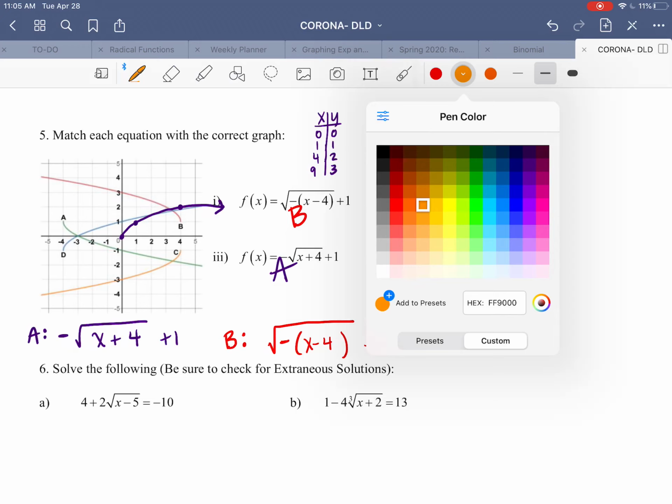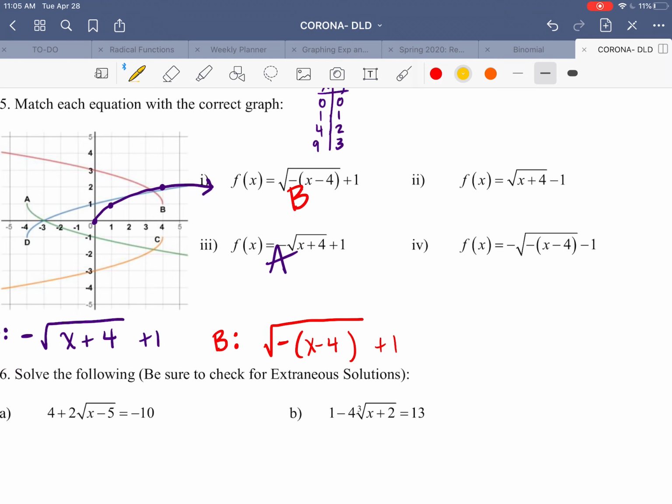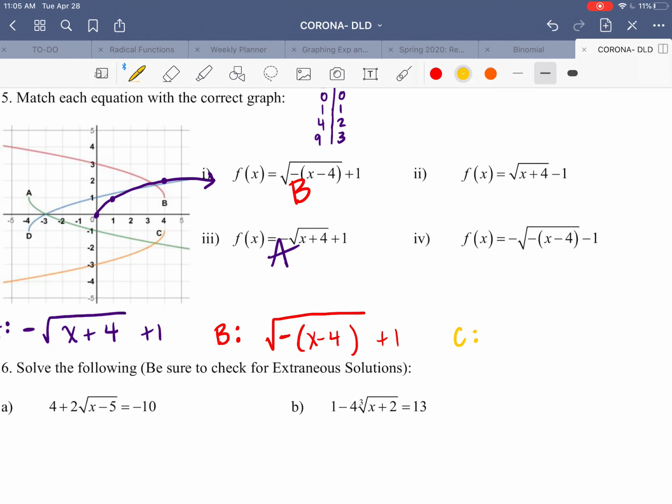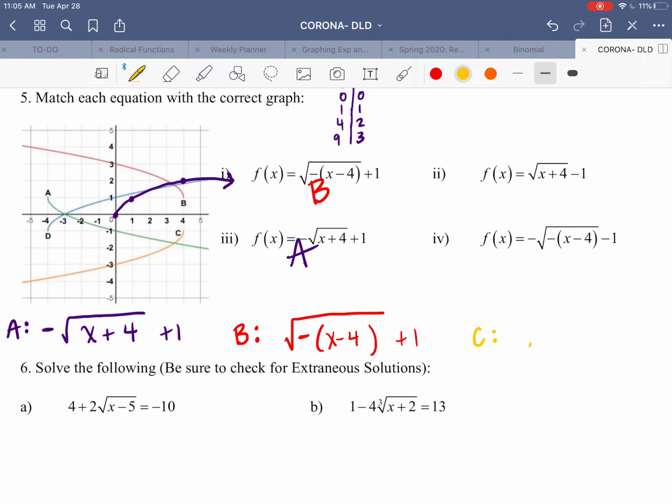And then we have C, which is orangey yellow. So for C, I'm going to start with my radical again. We know that we're reflecting over the x-axis for sure, but also we're reflecting over the y-axis. That means we're going to have 2 negatives. We're going to have a negative on the outside and a negative on the inside. For C, we're also moving to the right 4 again, and this time we're moving down 1. So that equation corresponds with 4.